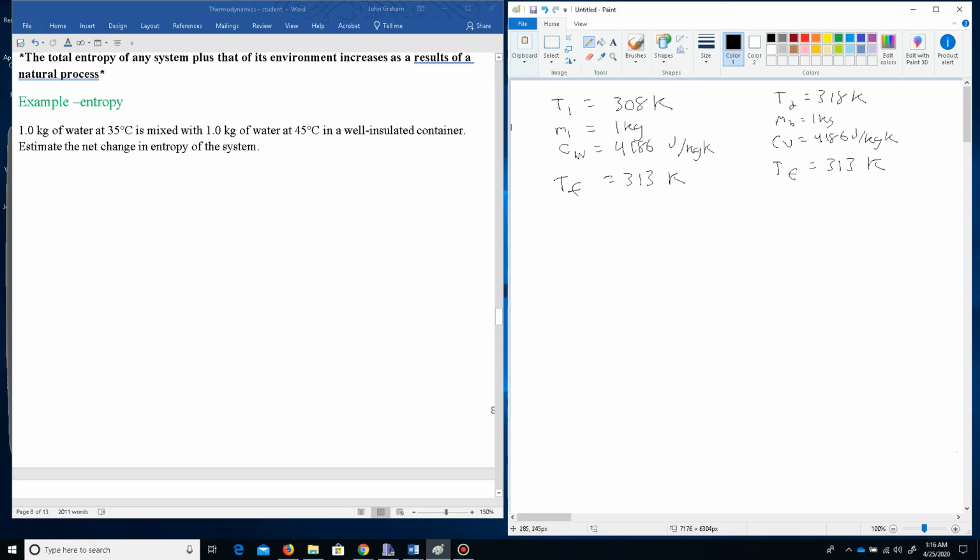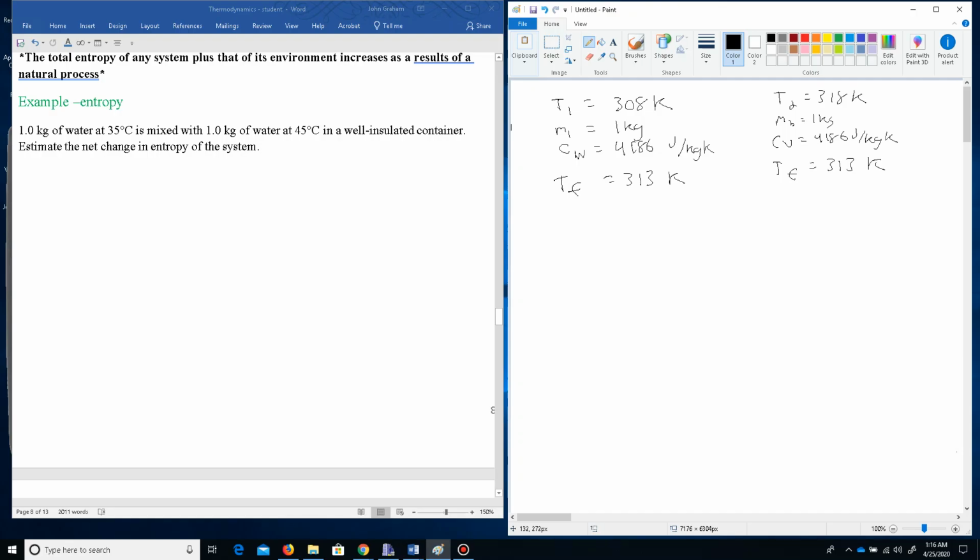Okay. I'm not going to go through that math. It will take a little while to do. It's not the important part of this. That would have been done in chapter 14. The important part is that we're doing entropy here.